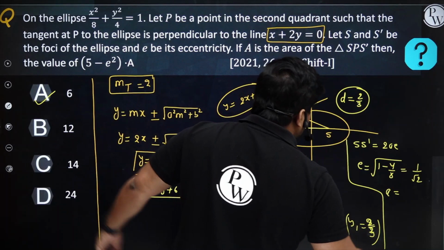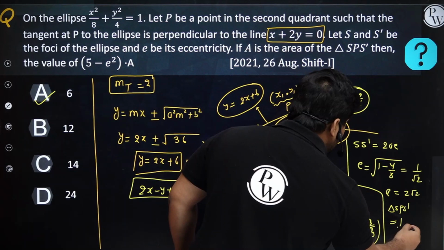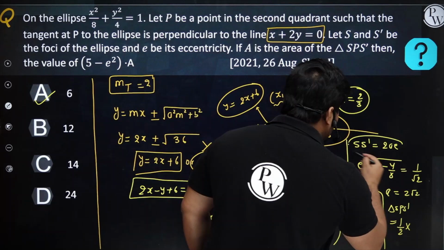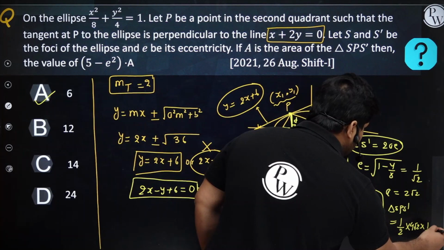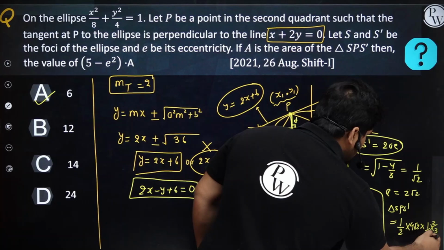So area of triangle SPS dash, what is that? Half of this length, SS dash. SS dash is 2AE. So 2A will be equal to how much? 4 root 2. 2AE, E is 1 by root 2, multiplied by this length D, which is 2 by 3. So root 2 will cancel out 2. So this is coming up to be 4 by 3.